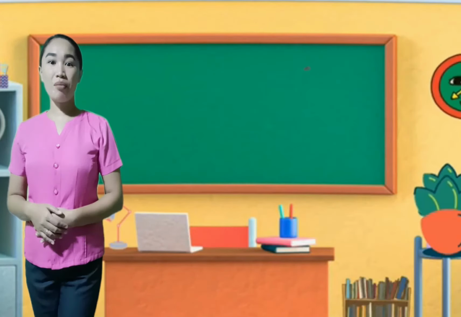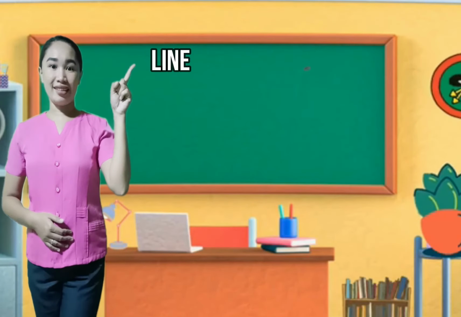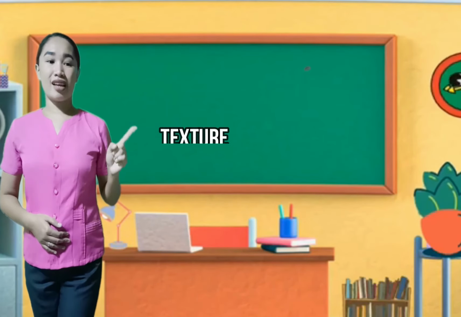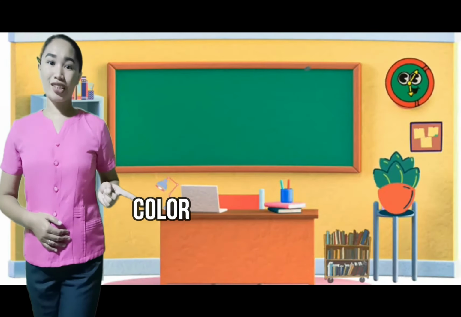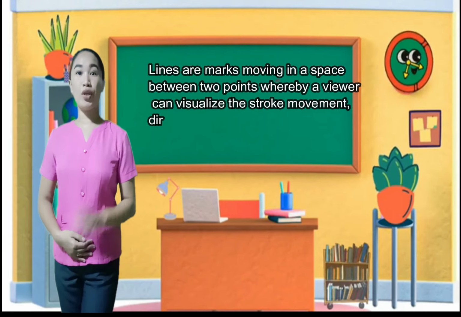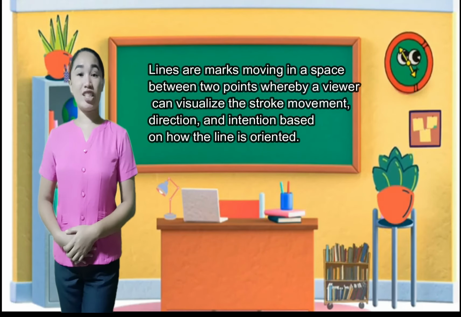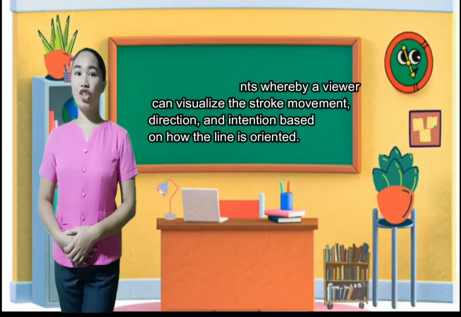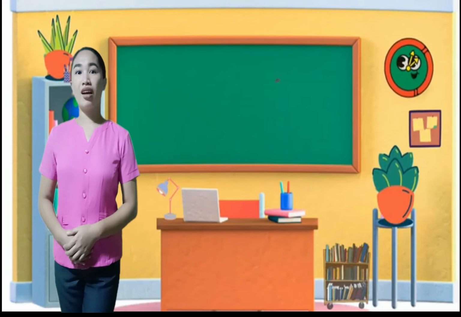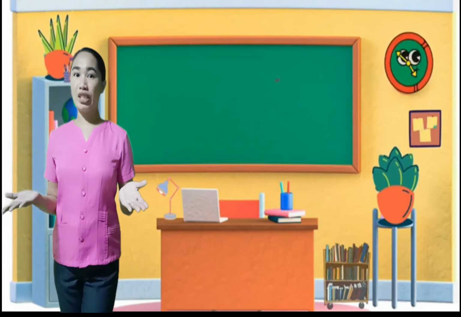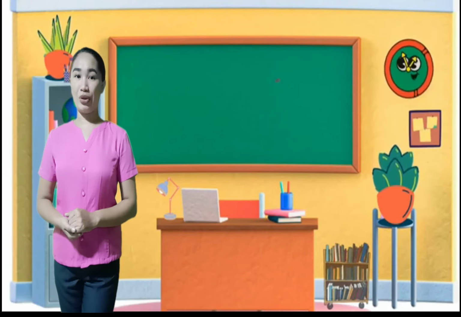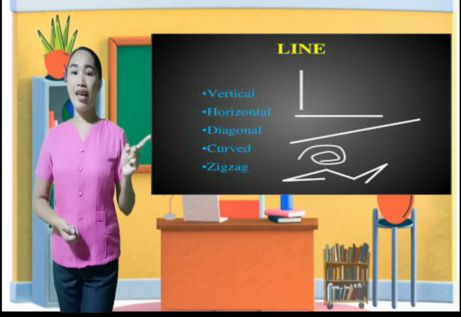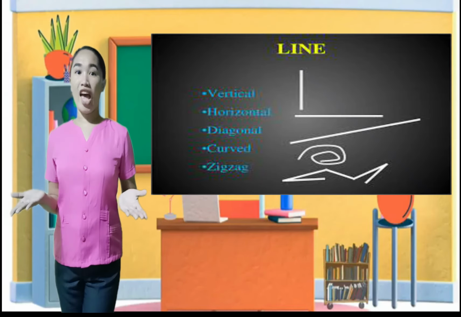The 7 most common elements include line, shape, texture, form, space, color, and value. Line. Lines are marks moving in space between 2 points whereby a viewer can visualize the stroke movement, direction, and intention based on how the line is oriented. Lines describe an outline capable of producing texture according to their length and curve. There are different types of lines artists may use, including vertical, horizontal, and diagonal, which all have different functions.